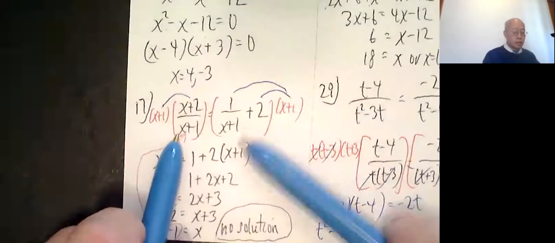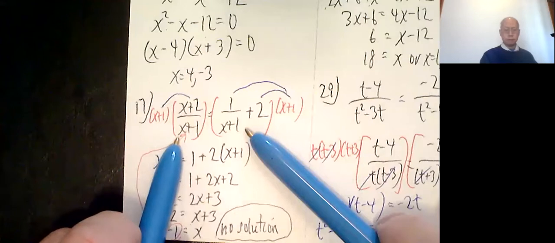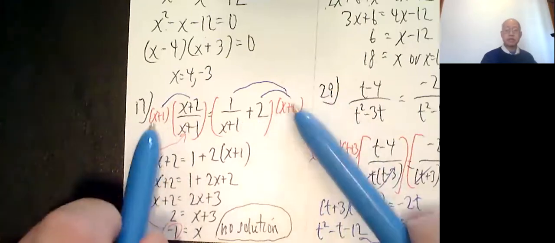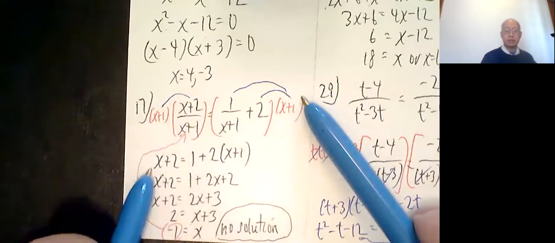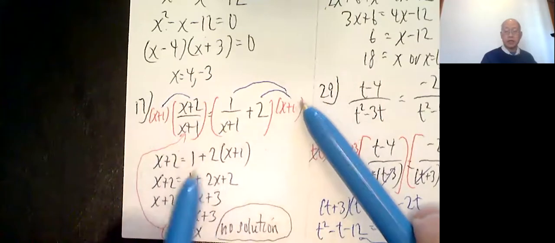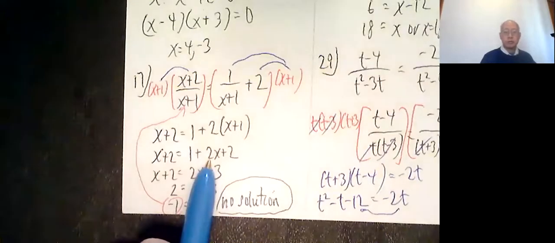17, this time, x cannot be negative 1. Why? Because plugging in negative 1 would give me a 0 in the denominator. Okay, now multiply both sides by x plus 1. That cancels out x plus 2. Take this fraction times x plus 1, I just have 1, and then 2 times x plus 1. It becomes 2x plus 2.